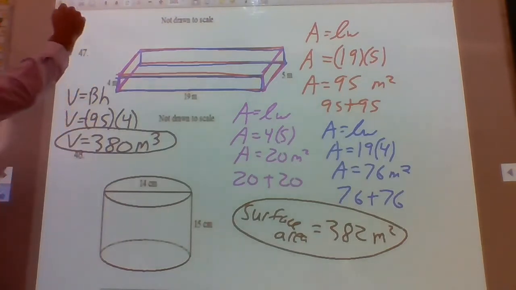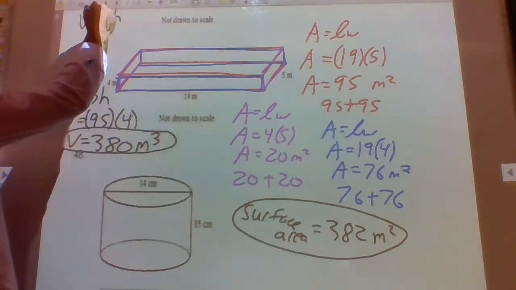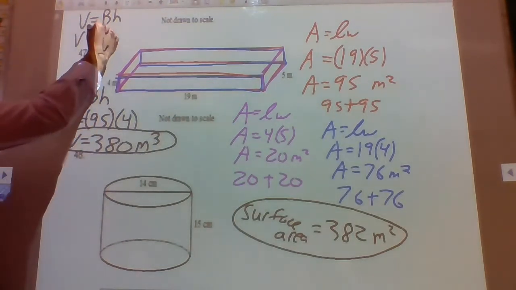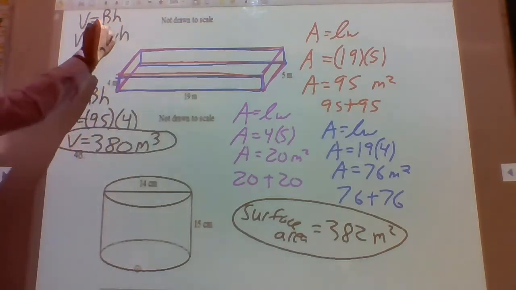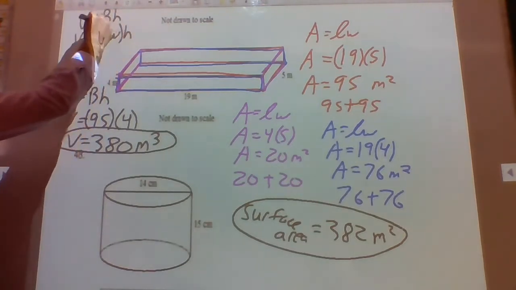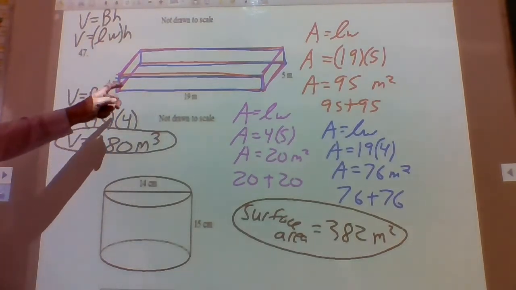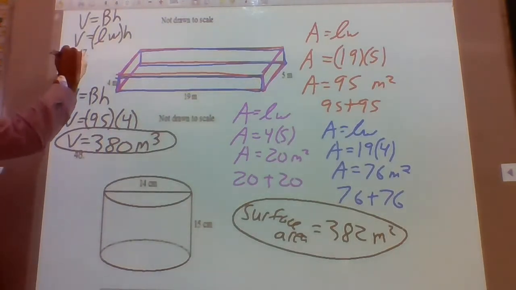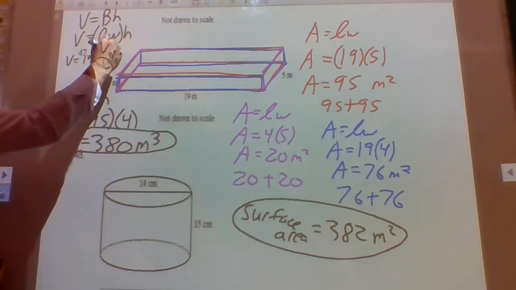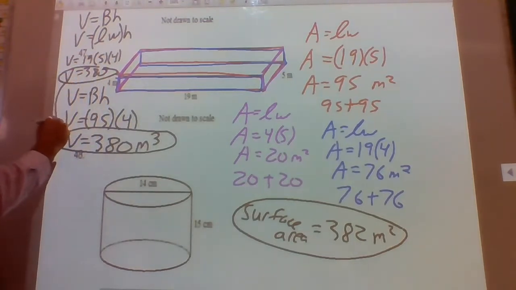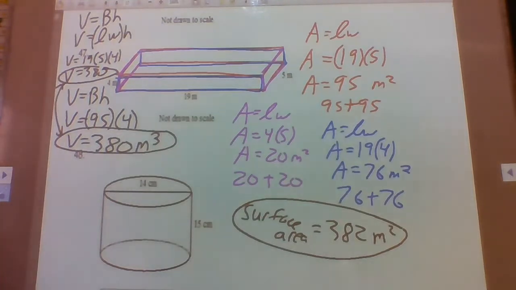Okay. The other way to think of this, again, is the area of the base times the height. We know the base is a rectangle, so we know the area of a rectangle is length times width. So we have length times width times height. Okay, so length times width times height. 19 times 5 times 4, which is going to be 380. Okay. Either way is fine. Okay, cylinder is the next one.